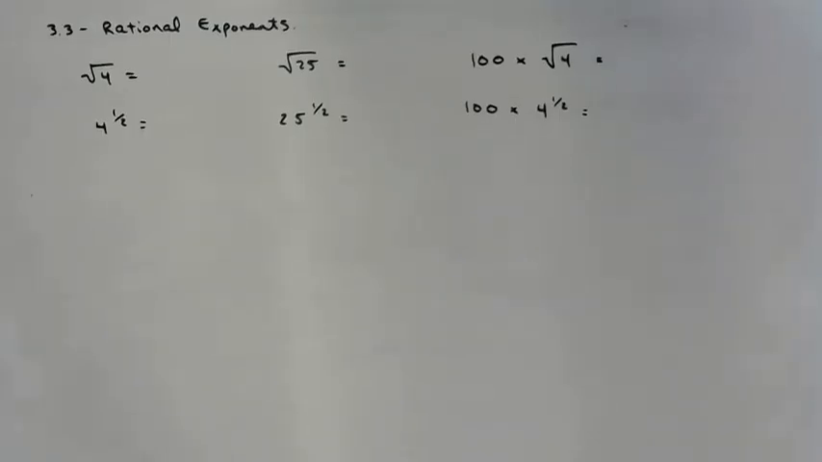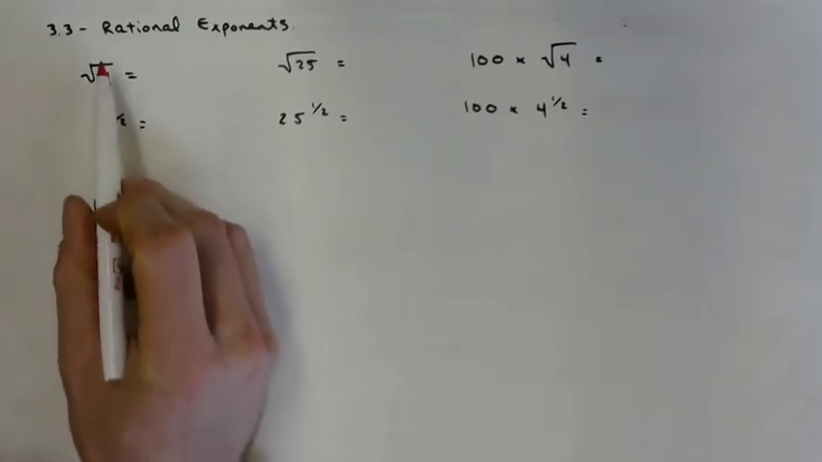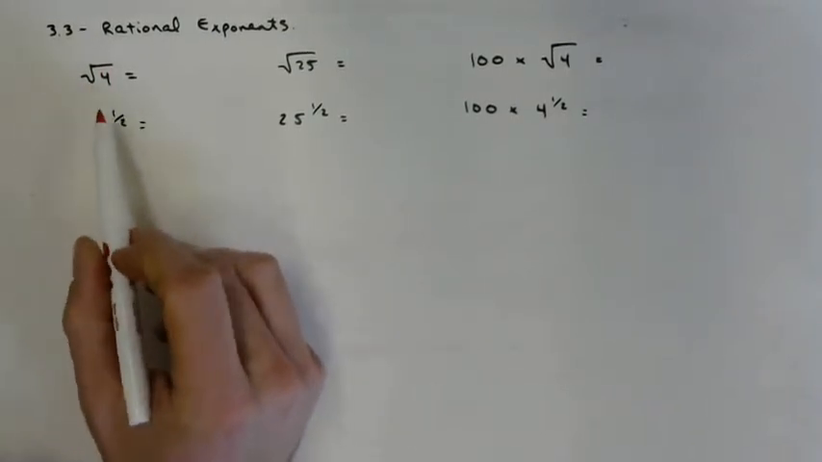Okay, 3.3, rational exponents. That means exponents that are in the form of a fraction, m over n. What you are going to do at first is get your calculator out and simply evaluate each of the following. So you notice they're in pairs. You have the square root of 4, and then you have 4 to the power of 1/2.